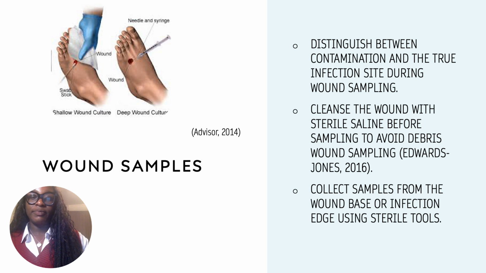Instead, cleanse the wound with sterile saline to remove debris and then collect the sample from the wound base or the leading edge of the infection. Use sterile swabs or, for deeper infections, aspirate with a syringe. This ensures that the sample accurately reflects the clinical infection.